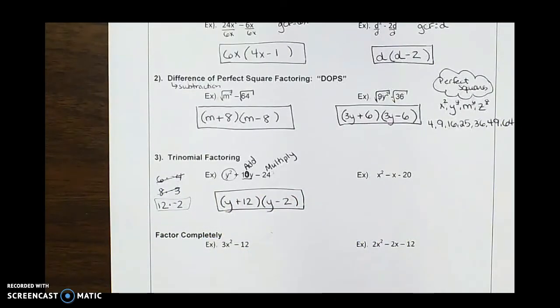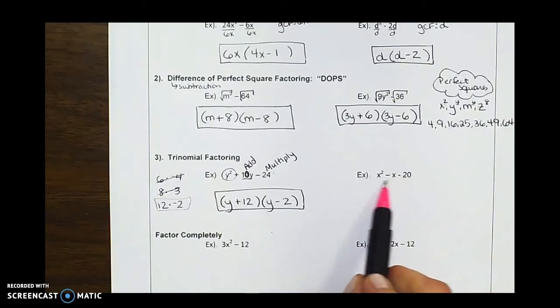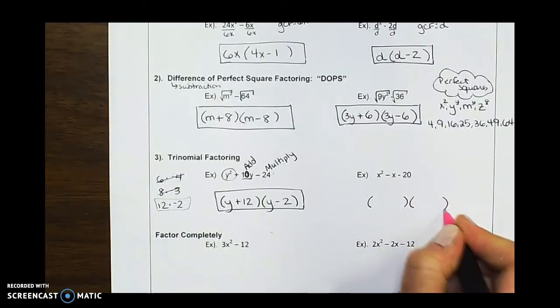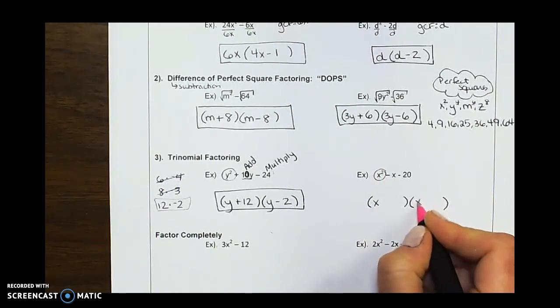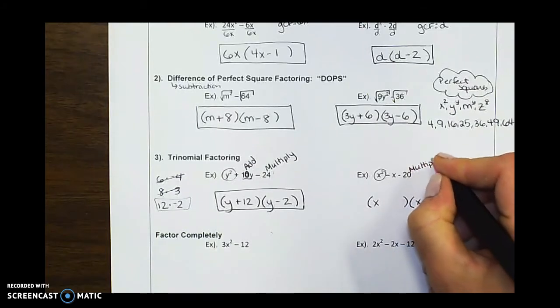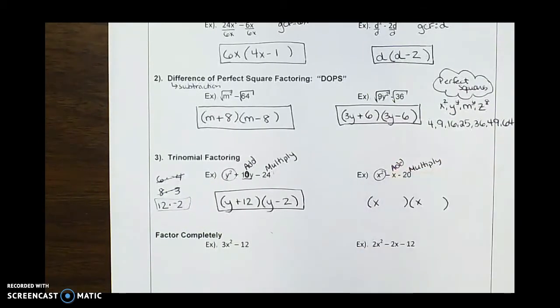All right, let's try one more. So x squared minus x minus 20. So it's a trinomial. There's 3 terms. So I want to break it down into 2 parentheses. X squared is my first term, so I'm going to put an x and an x. Now we have to think of 2 numbers that multiply to negative 20 and add to negative 1.